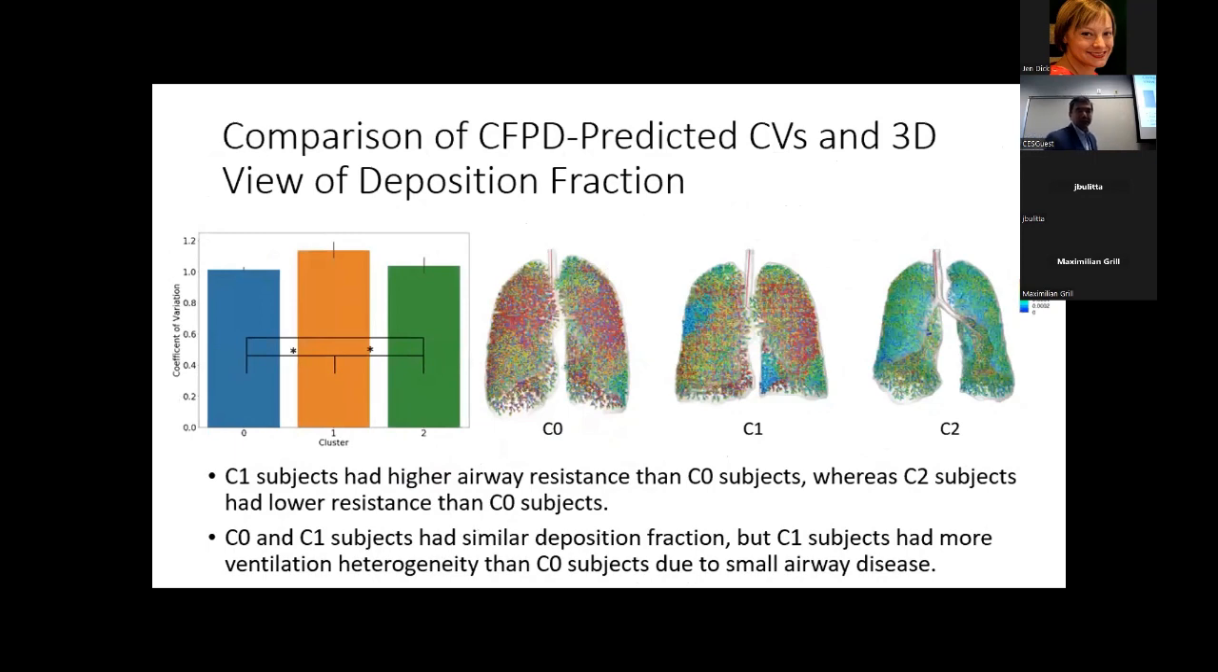So we use our CFPD to predict CVs, and you can see cluster 0, the control group, cluster 1, and cluster 2. And cluster 1 tends to have higher CVs because of small airway disease. And we also found that cluster 1 has increased airway resistance. As for cluster 2, it has reduced airway resistance, and particle deposition in cluster 2 is also smaller than deposition in cluster 1. So all these need to be validated against SPECT data in the future.